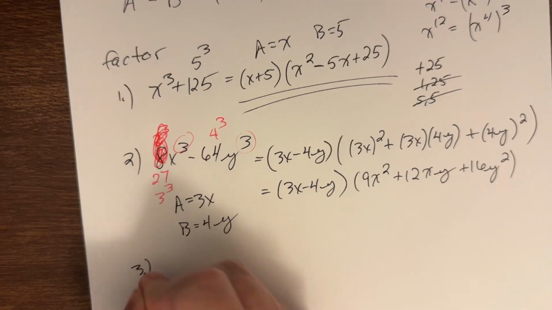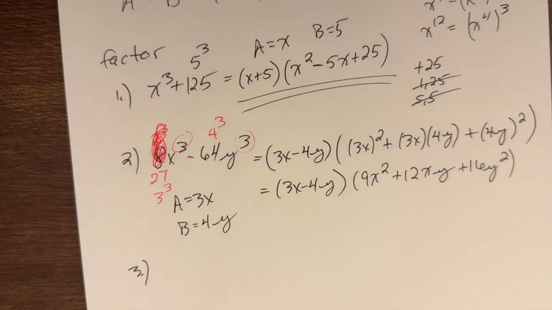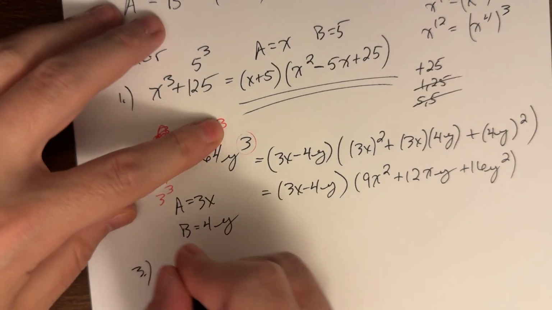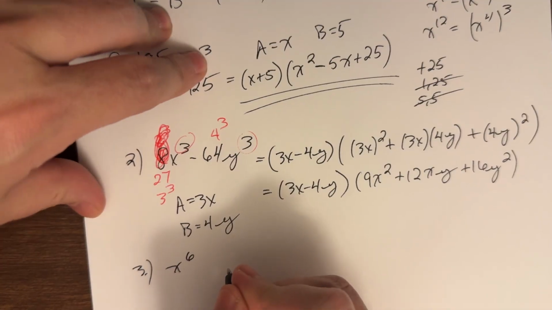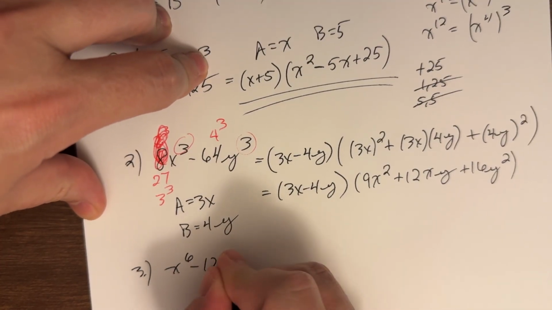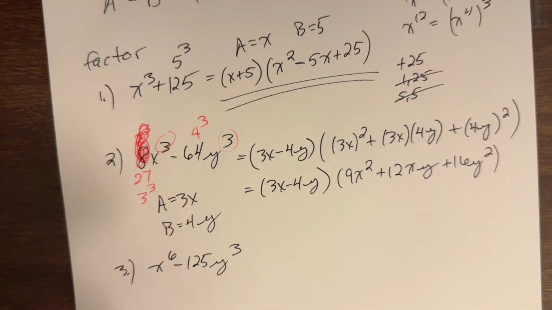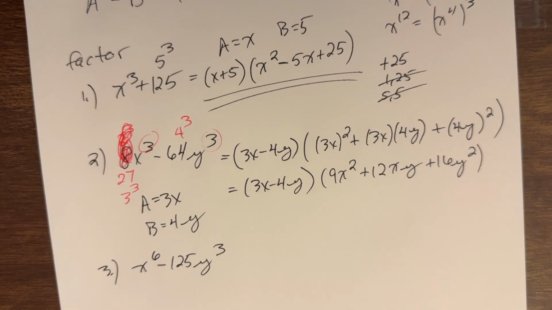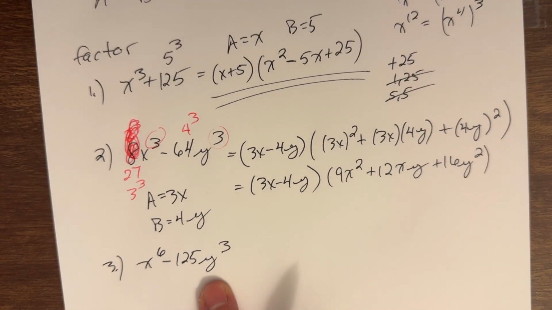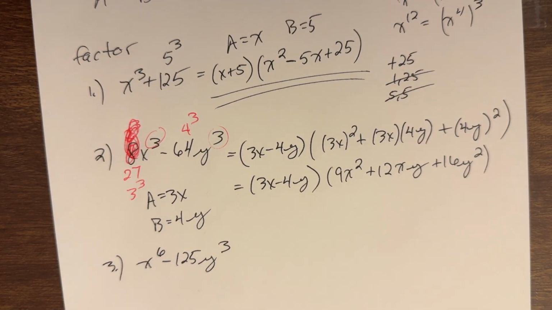Let's keep going. Number 3. In number 3, let's look at x to the 6th minus 125 y cubed. Well, again, I see 2 terms. I don't see a GCF. I don't know what I'm looking for initially, but then I look over here.